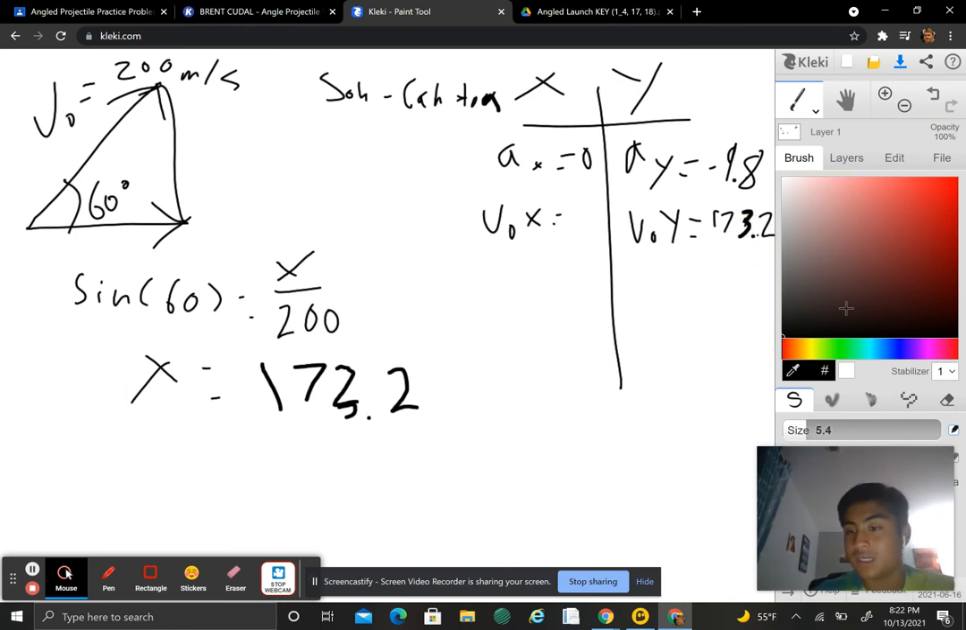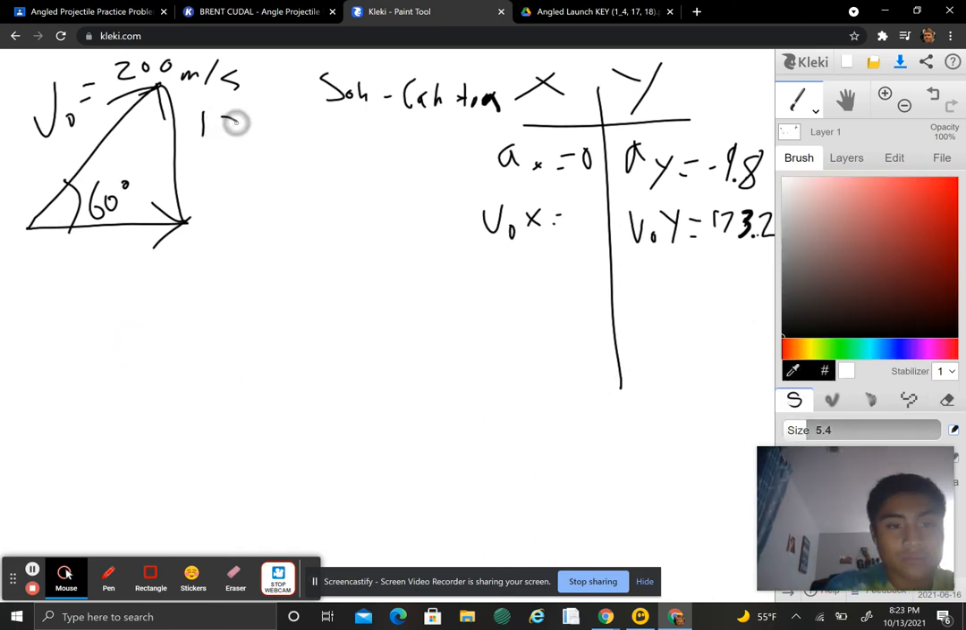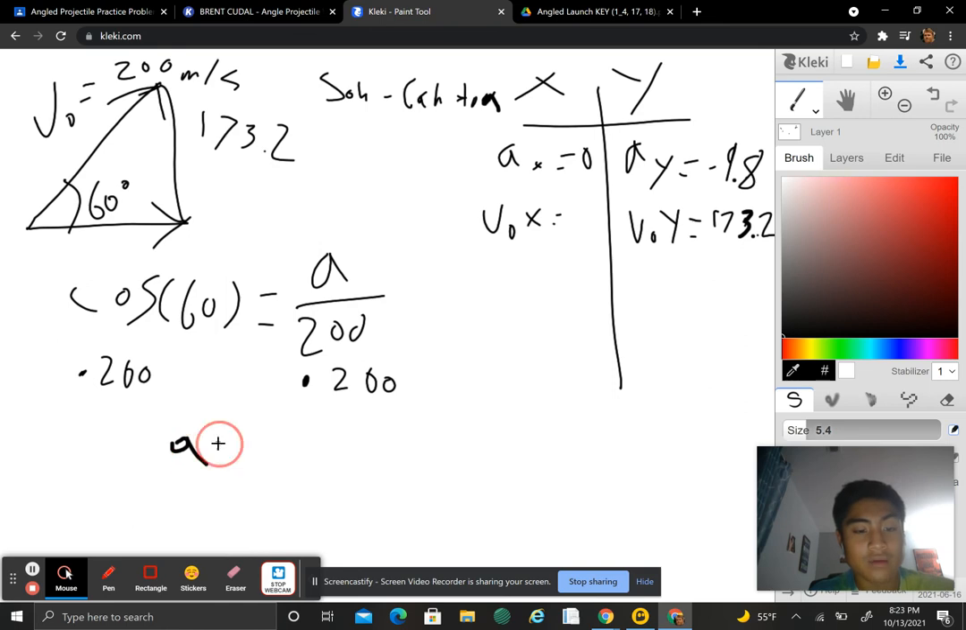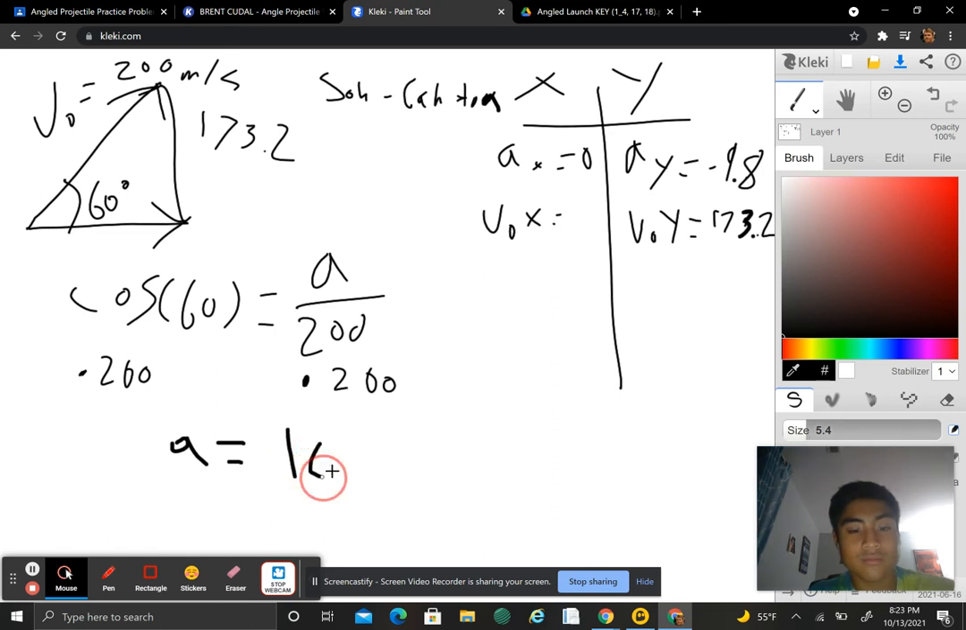And now, using the same sort of idea, we can find the other side length. Since it's the adjacent, we can use the CAH, so cosine of 60 is equal to the adjacent, which we use as a here, over the hypotenuse, which is 200. So do the same thing. Multiply by 200 on both sides. And you should get for the a, otherwise known as the initial v of x, 100 meters per second.